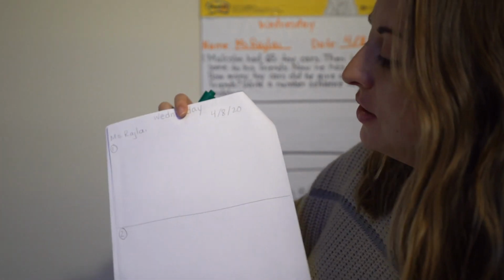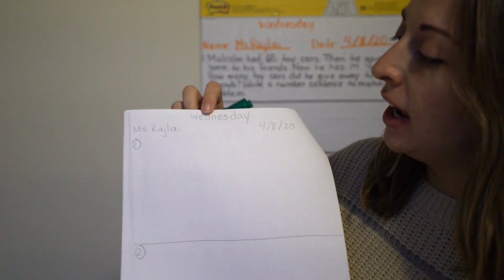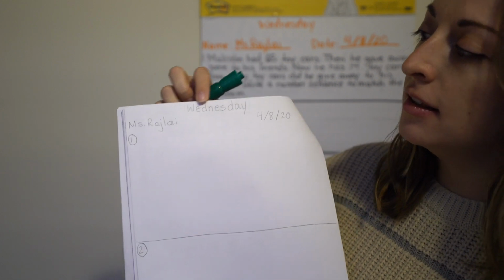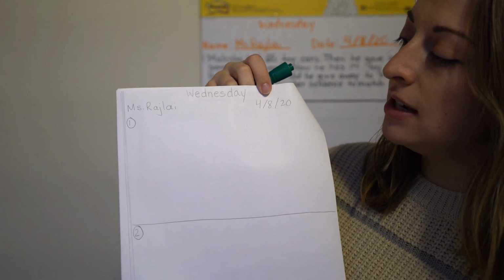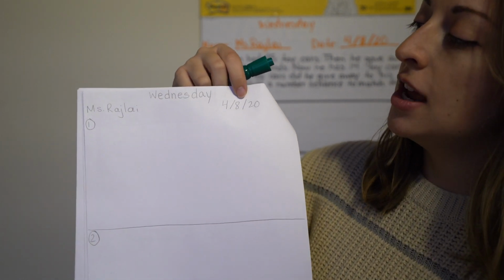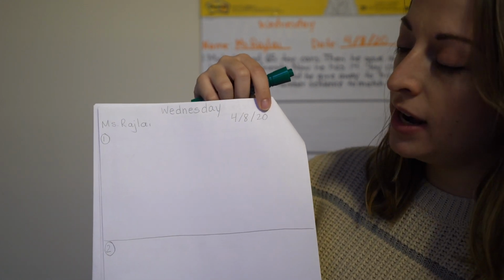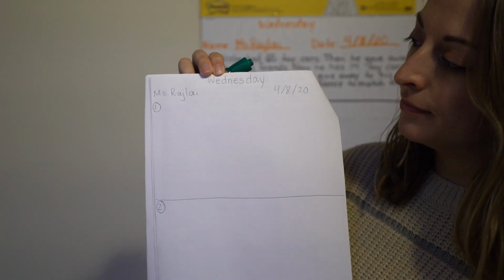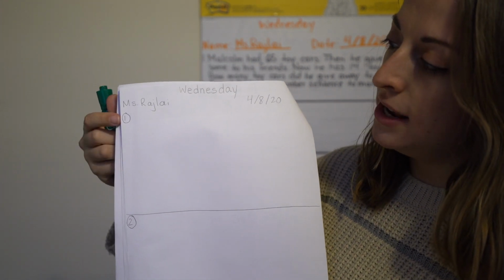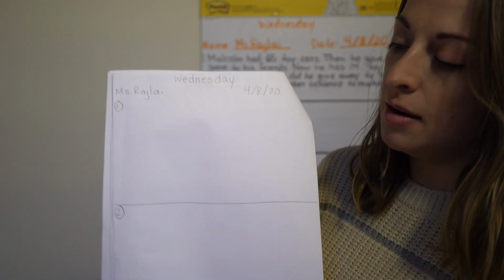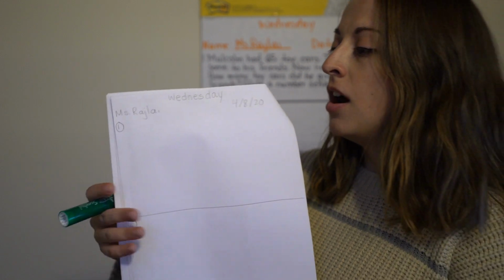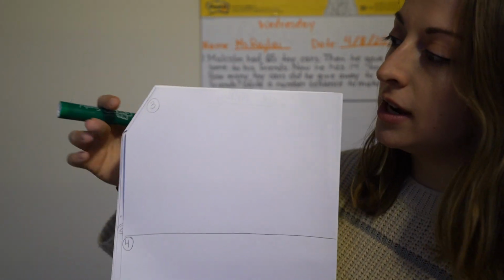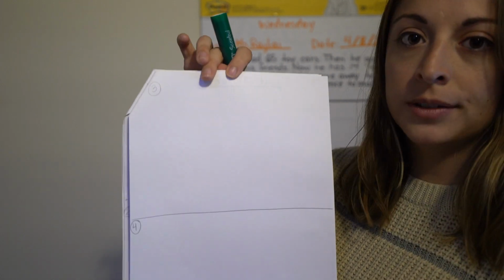All right, so I'm going to show you the materials that we need for today. So you need your white paper. At the top, you're going to write Wednesday. Then you're writing your name. Then you're going to write the date, which is 4/8/20. You're going to write 1 and then a line in the middle and then number 2. On the back, you're going to write 3, a line in the middle, and then 4.